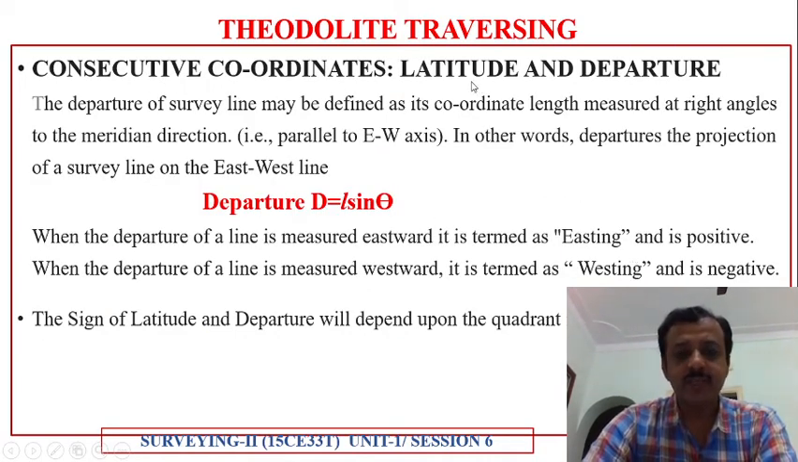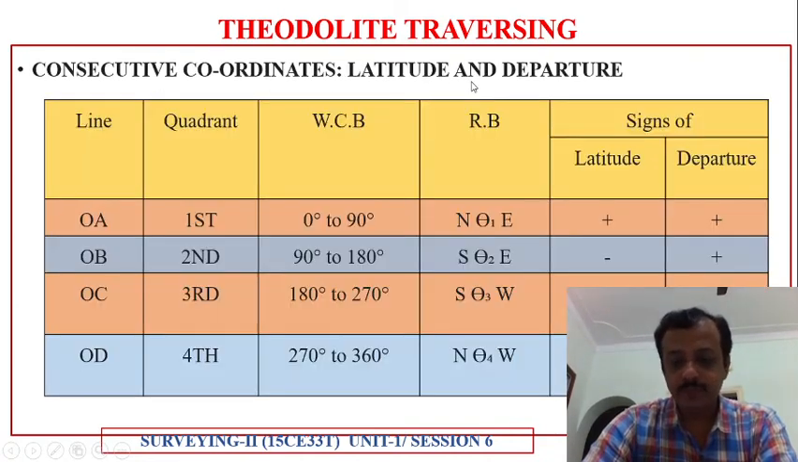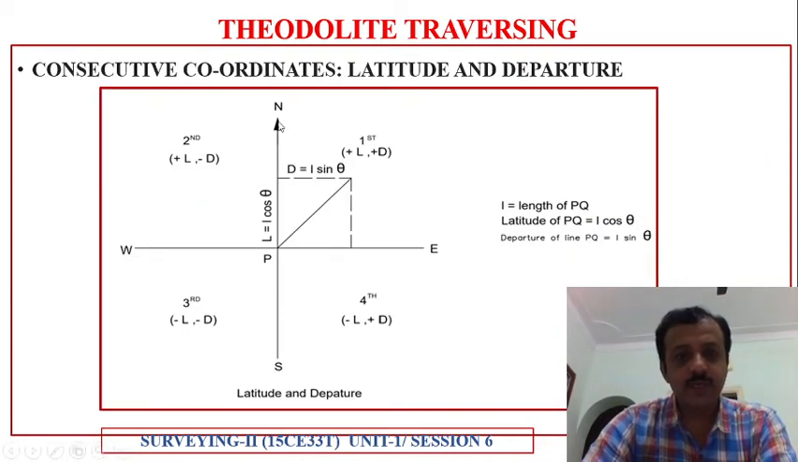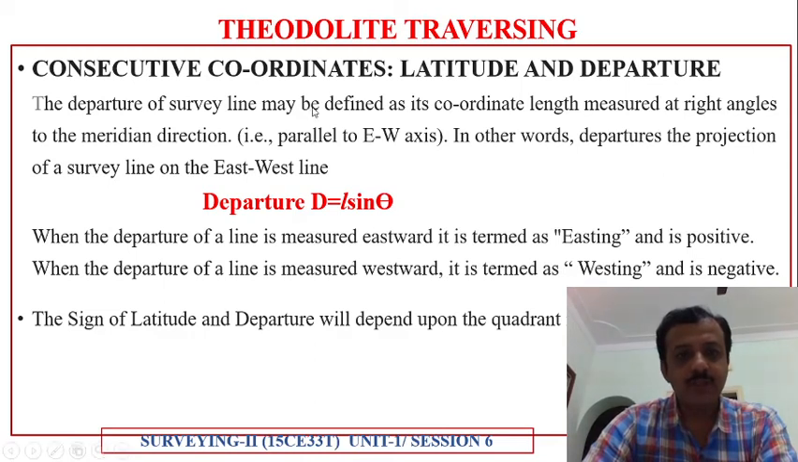Consecutive coordinates: if you see, this is the latitude, which is parallel to the north-south direction. What is departure? It is parallel to the east-west direction. We call it departure. So the departure of any line, parallel to the east-west axis, is given by D is equal to L sin theta, where L is the length of the line and theta is the angle between the two lines. We call it theta.